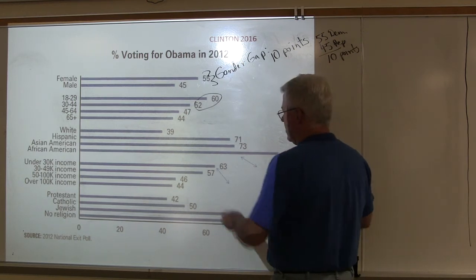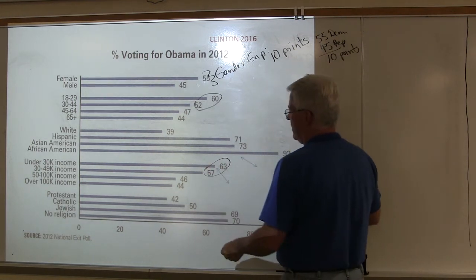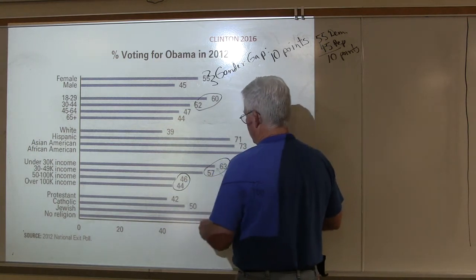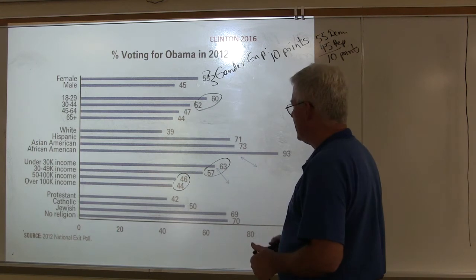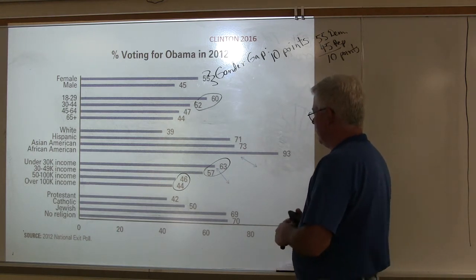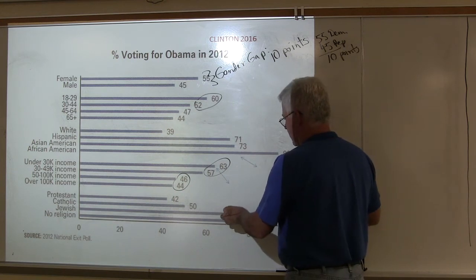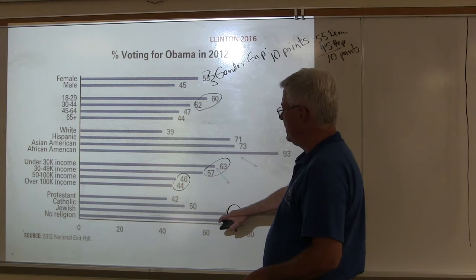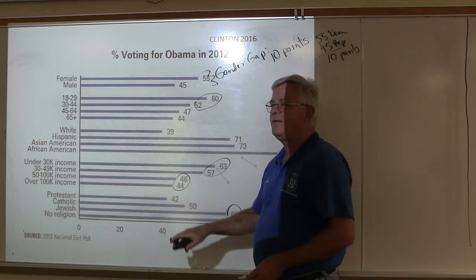Who votes Democrat, rich or poor? Here are the poor people, and then here are the rich people, right? People making more money. And by religion, who voted Democrat? Atheists, people that are non-religious. Interesting. Jewish people, heavily. Catholics, 50-50.